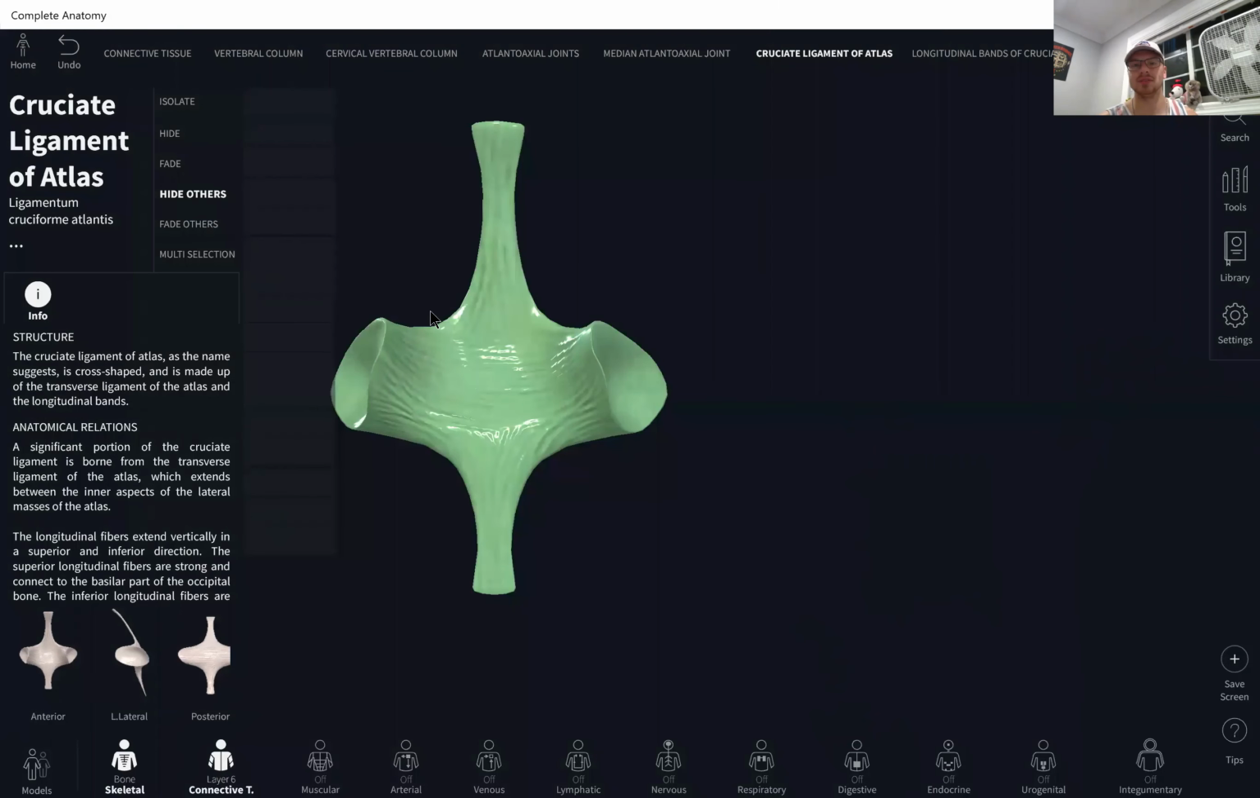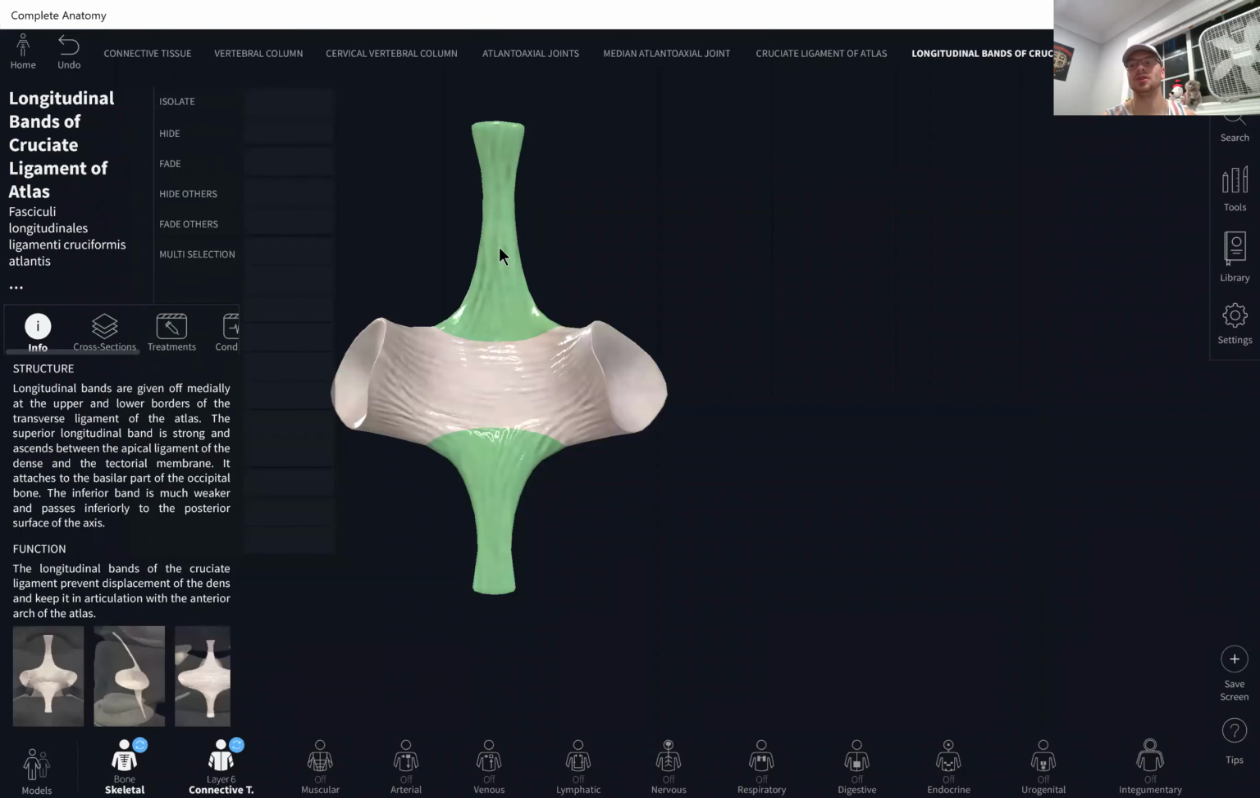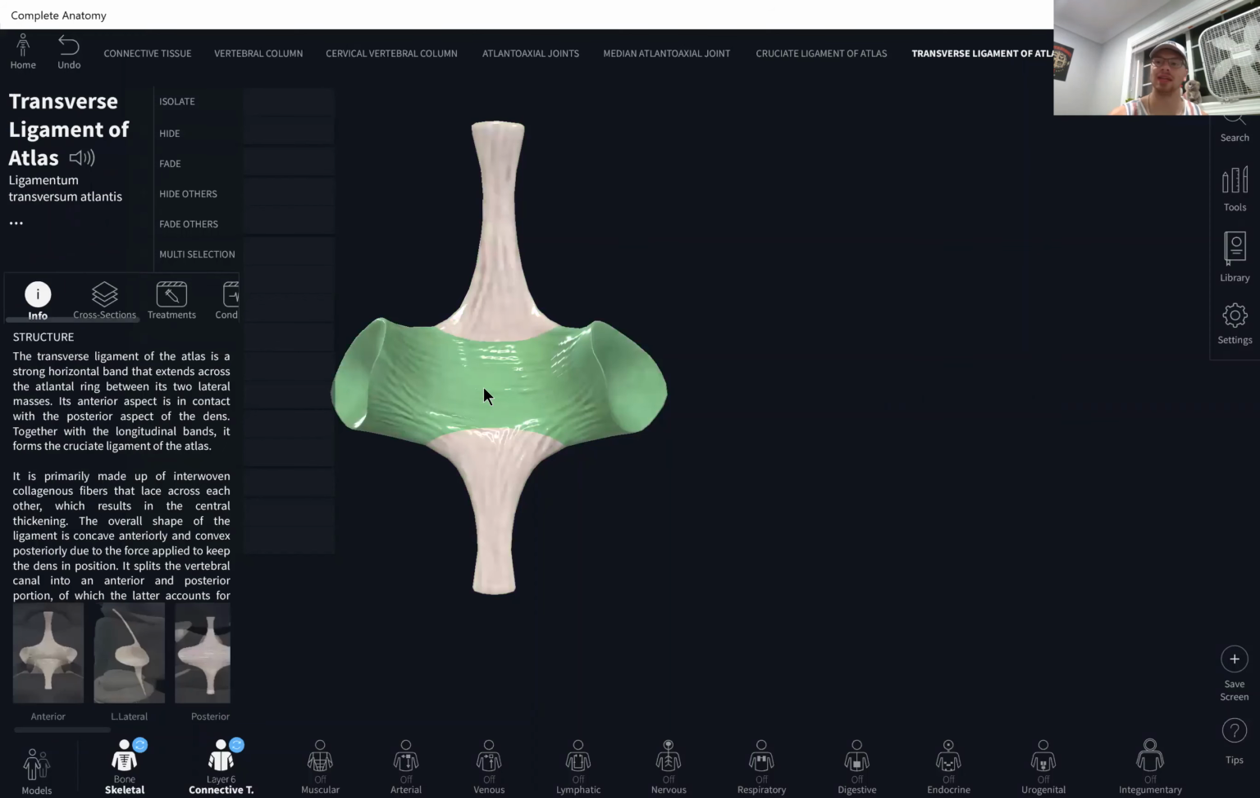So these bands that run up and down are going to be our longitudinal bands. And so the one on top is going to run from the occipital bone of the skull. And the one on bottom is going to connect down to the body of the axis, or C2. And then this thick structure in the middle is going to be the transverse ligament. Again, the other component of this cruciate ligament.